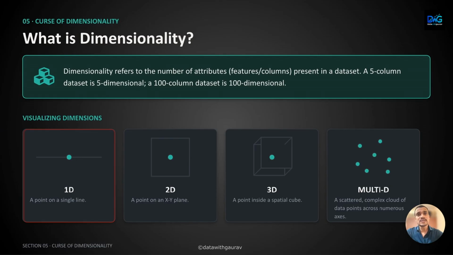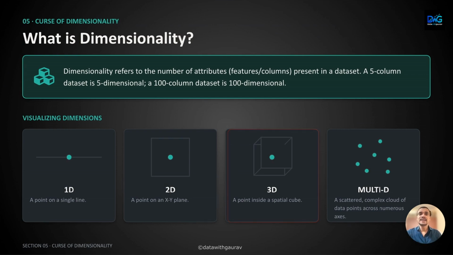With one feature, every data point can be represented on a single number line. That's one-dimensional data or 1D data. Add a second feature, and each data point now has x and y coordinates, placing it on a two-dimensional plane. Introduce a third feature, and the data moves into three-dimensional space, where every point is located inside a cube using x, y, and z coordinates.